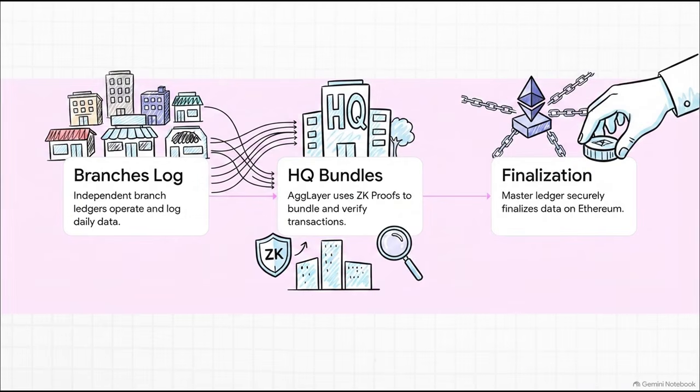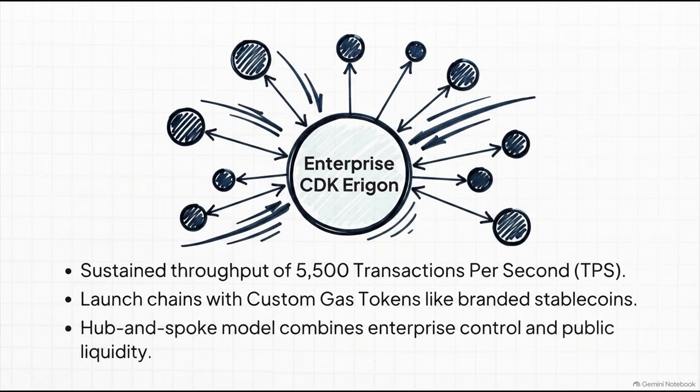Imagine a massive global corporation. All of its branches operate totally independently throughout the day, logging their own data. Then the global headquarters, which is the AG layer in this scenario, collects all those branch ledgers at the end of the day. It uses ZK proofs to instantly verify that everything is balanced and finalizes the whole shebang on one master public ledger. Because of this, thousands of distinct chains suddenly feel like one single unified network to the end user. It's brilliant.